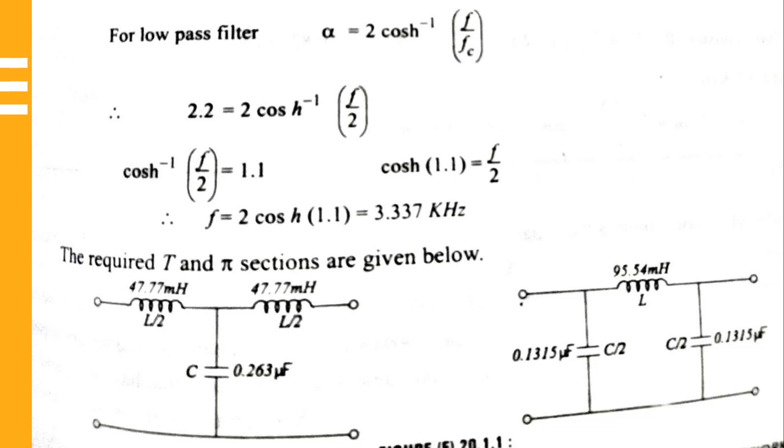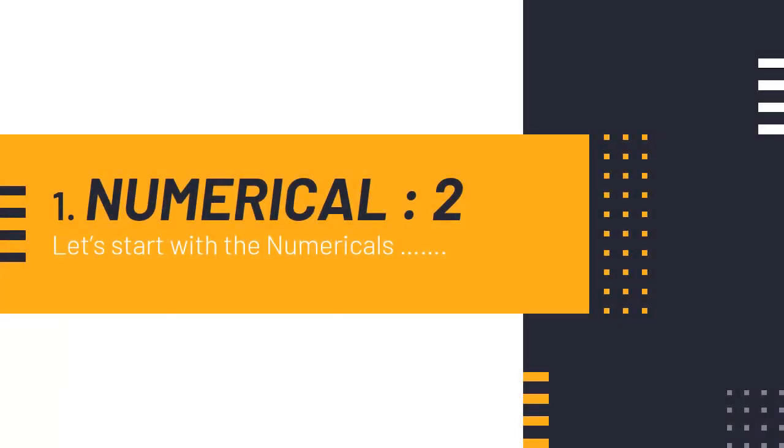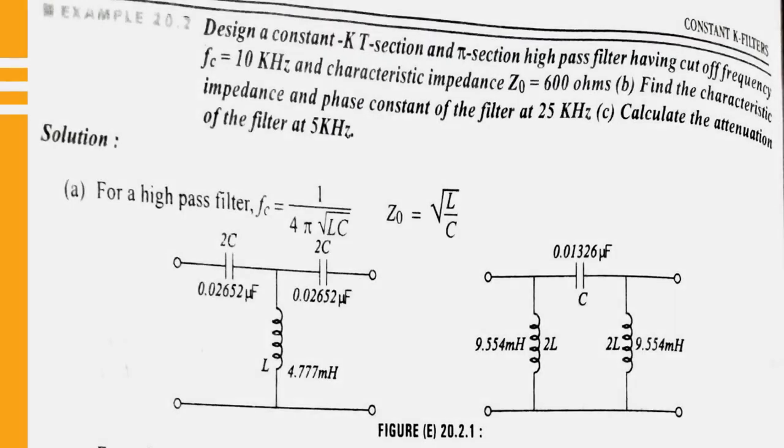Now go for the second numerical. Let's start. What is that? Design a constant K, T and pi section high pass filter having a cutoff frequency of 10 kHz and characteristic impedance 600 ohm. The A part is the design, and the B part is to find the characteristic impedance as well as the phase constant at a frequency of 25 kHz.